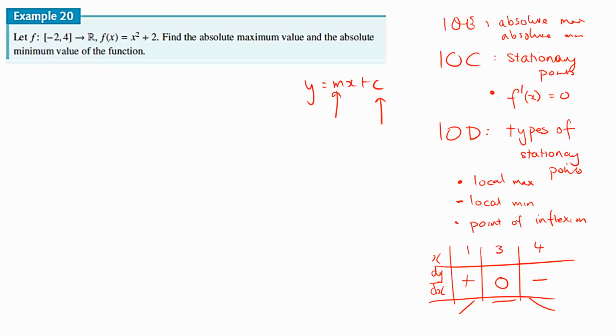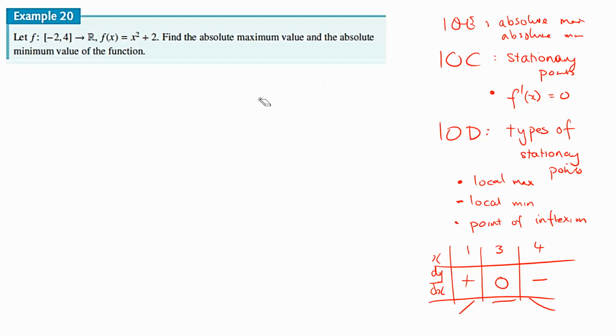Okay? That's 10A, and then now you've got stationary points, types of stationary points. Those are the three. That's how to prove 10E, absolute max, absolute min. Is that easy? Good? All right, let's do this question then. So let's have a look.